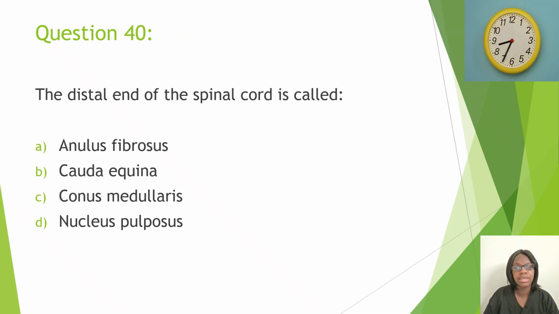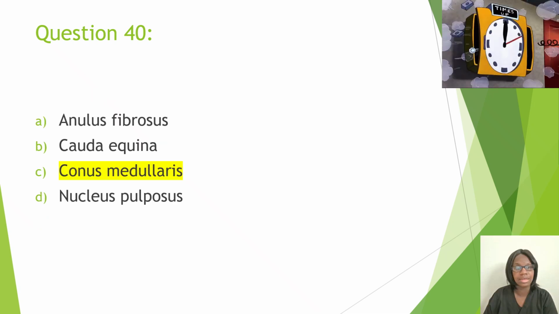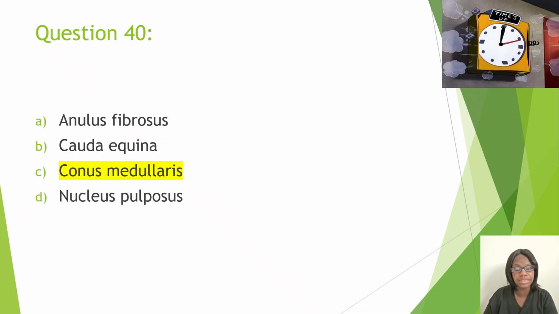Question 40. The distal end of the spinal cord is called annulus fibrosus, cauda equina, conus medullaris, or nucleus pulposus. All right, the correct answer is conus medullaris.